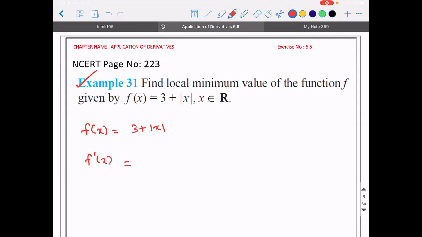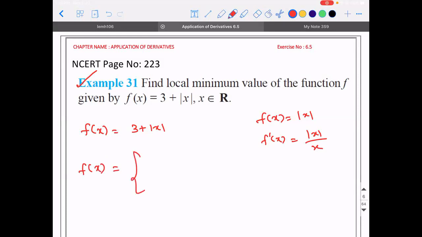So what is f dash of x? I just want to tell you one thing: if f of x is equal to mod x, the derivative of mod x is mod x by x. Please make a note of it. Derivative of mod x is mod x divided by x. I just gave you that information.